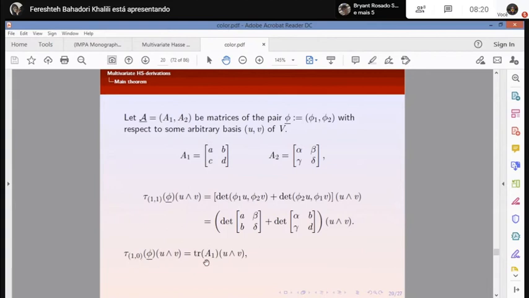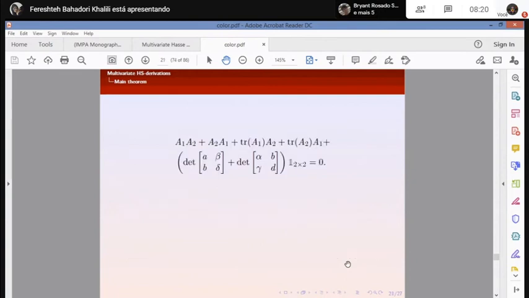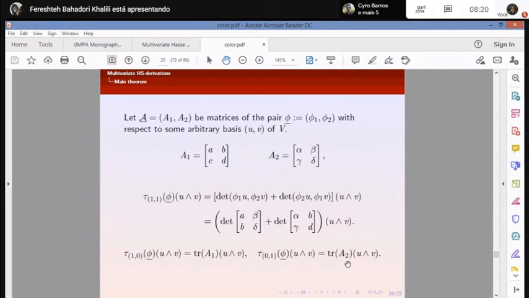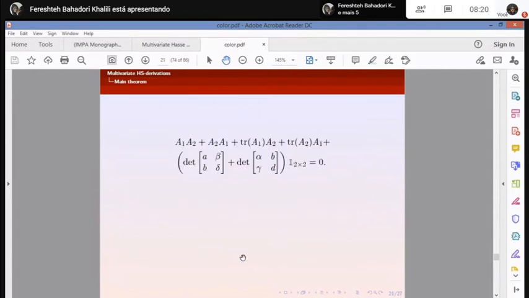D10 then is just the trace of A1, since here, like D10, we have nothing here, so this is identity. So here we have the determinant of AB 0, 1, and here we have the determinant of 1, 0, BB, and the sum of the determinants is just the trace of A1. And similarly, tau 0, 1 is the trace of A2. So the equation that we had before by these traces becomes this.